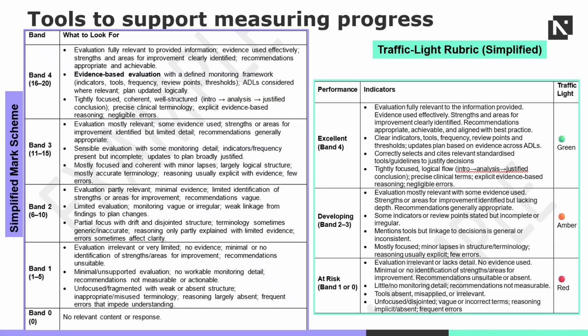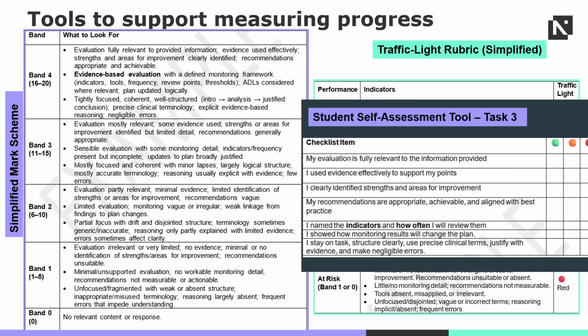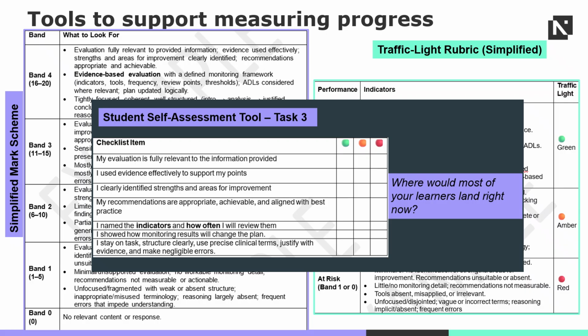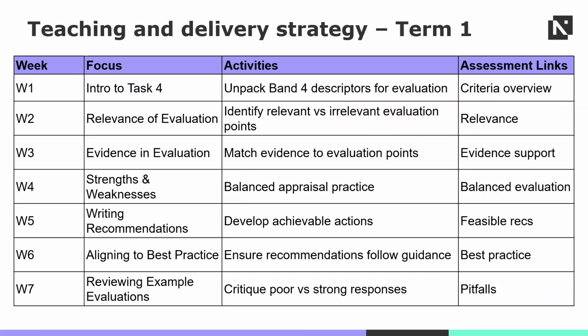And then again, we have the traffic light rubrics that you can use within your delivery so the students really understand in a little bit more detail all the different elements that they need to meet to go from excellent in green, developing in amber, and at risk in red. And then finally, we have the student self-assessment tool, which mirrors those expectations highlighted in the traffic light rubrics and the simplified mark scheme. So let's focus again on the 24 weeks of teaching strategies.